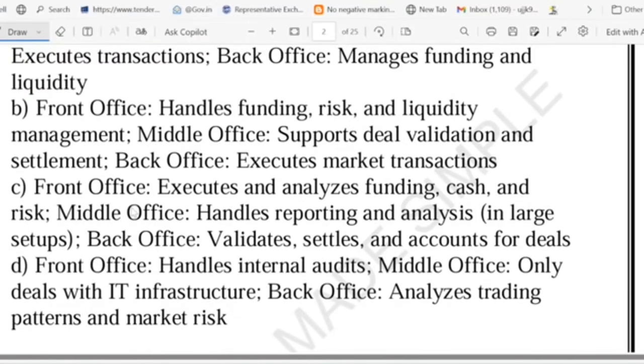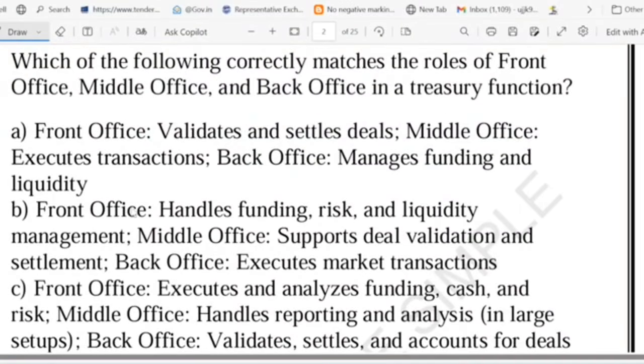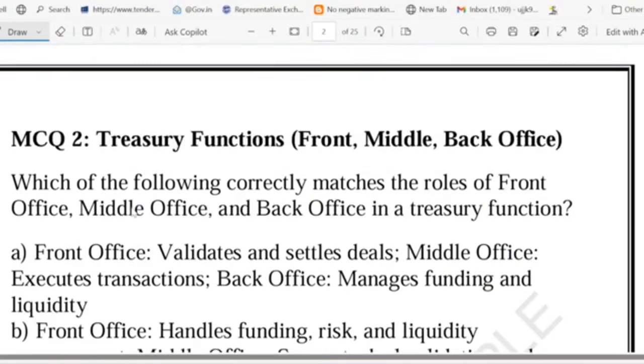And D says front office handles internal audit, middle office only deals with IT infrastructure, and back office analyzes trading pattern and market risk. So these are the options which have been given to you. So now friends, let's break down what each office does using a simple analogy. I will give you a simple analogy so that you can remember it for a lifetime.